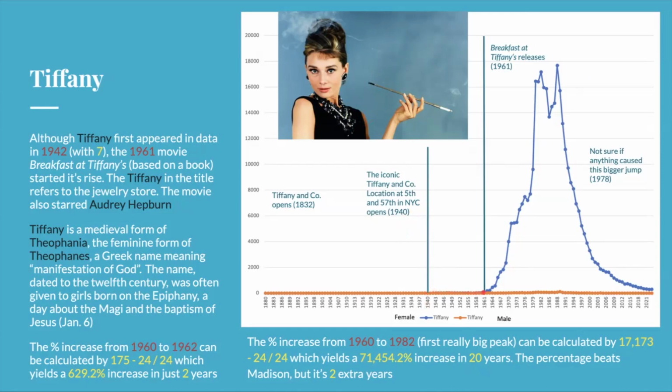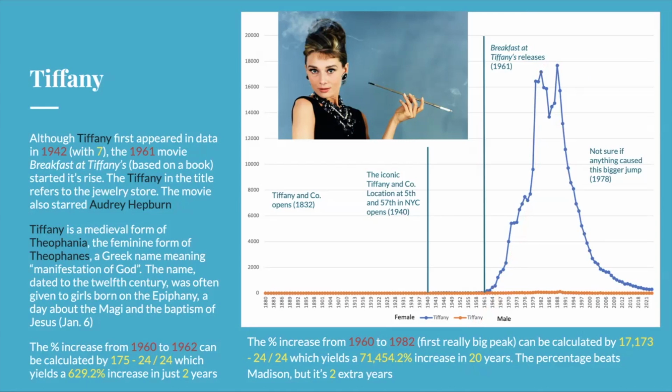That starts a very slow increase, but then it gets triggered by the release of Breakfast at Tiffany's, the movie, and it just starts going up, becoming popular in the 80s. And so the percent increase from 1960 to 1962, just those first 2 years, is a 629.2% increase. But if we go from 1960 to 1982, which is this first peak, there is a 71,454.2% increase in 20 years.